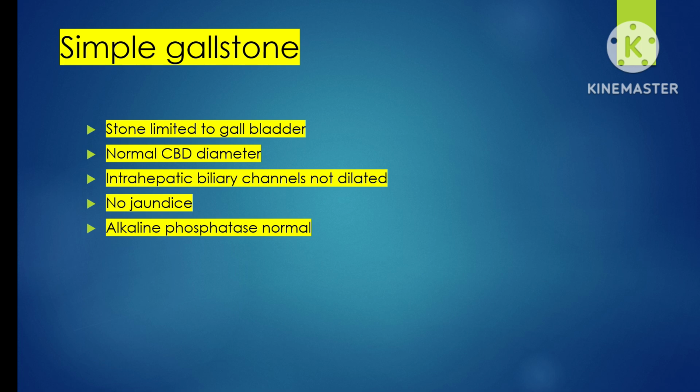So if CBD is normal diameter, there are no intrahepatic biliary radicals channels dilatation. So there is no dilatation of biliary channels inside the liver. There is no CBD dilatation. There is no evidence of jaundice in the patient. There is no evidence of any rise, any abnormality of the enzymes, especially alkaline phosphatase. Then we say that this is a simple gallstone. So in those cases where we are dealing with the simple gallstones, no need to further investigate the patient. We can directly plan for management.